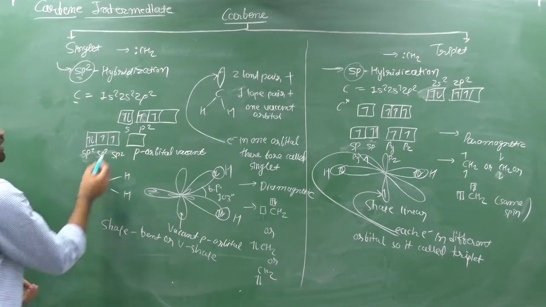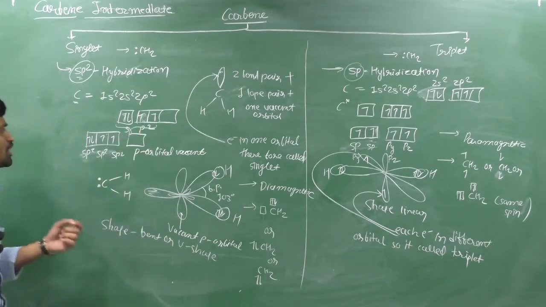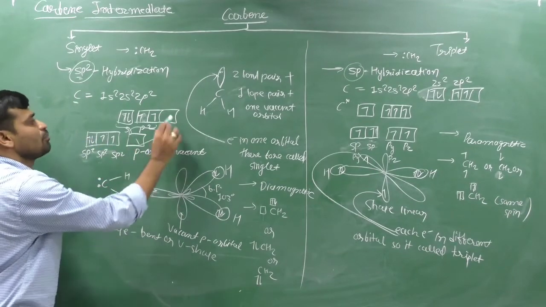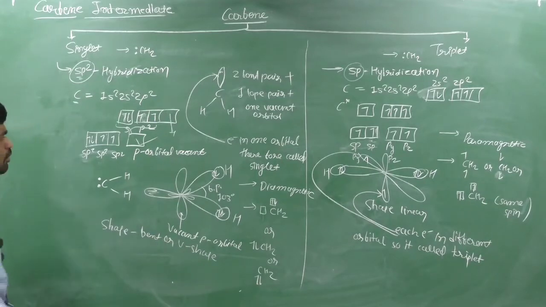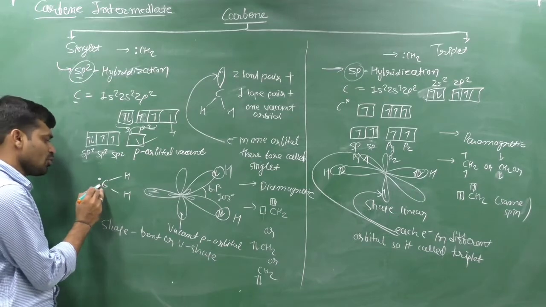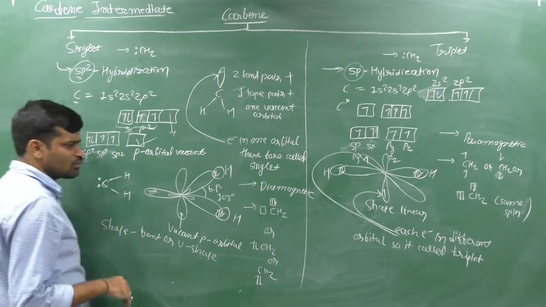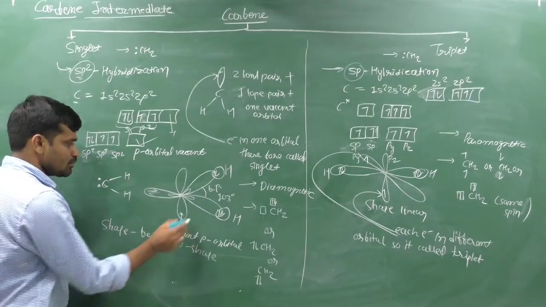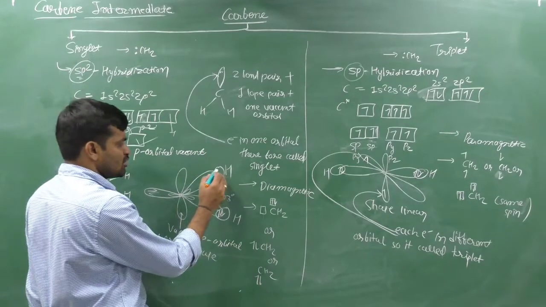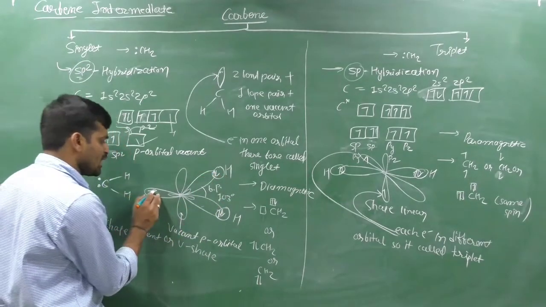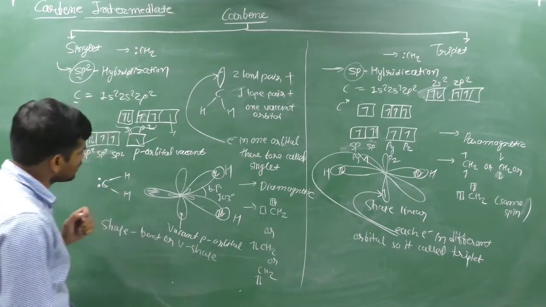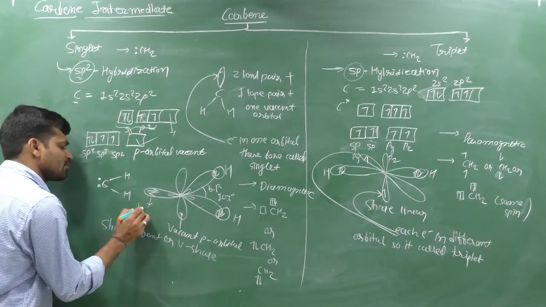Then it undergoes sp2 hybridization, and one p orbital is vacant. Clear? One p orbital is vacant. If we represent it in an orbital diagram, carbon forms sigma bonds by overlapping with hydrogen. One p orbital has both non-bonded electrons. In another language, we can also say that it is nothing but a lone pair.